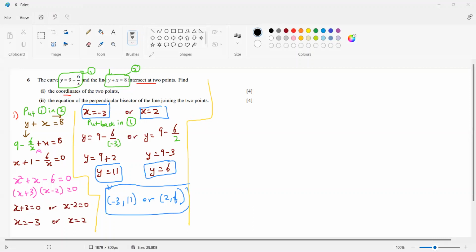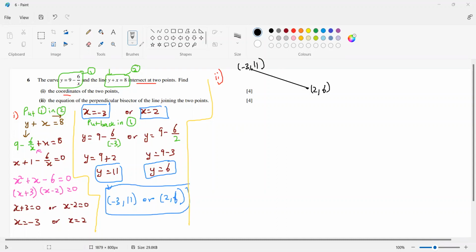The second part is talking about the equation of the perpendicular bisector of the line joining the 2 points. Let's think of the meaning first. What is this perpendicular bisector? Let's just do a sketch first of the line segment containing the endpoints as the two given intersection points. So let's say it's negative 3, 11, and this is 2, 6.